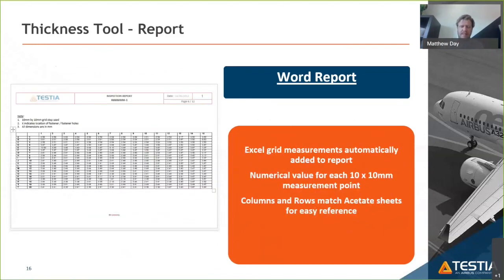So not only do we get a C-scan image on our Word report and a photo, we also get the Excel grid automatically populated into the report. And again, the numerical values represent the 10 by 10 measurement points, 10 by 10 measurement grid, should I say. And the rows and columns will match the acetate sheets for easy referencing backwards and forwards.